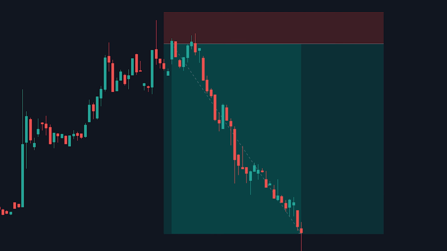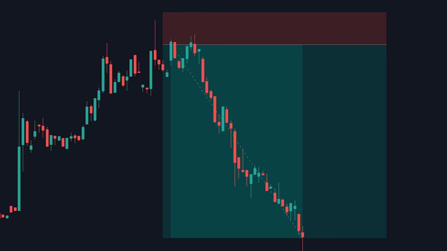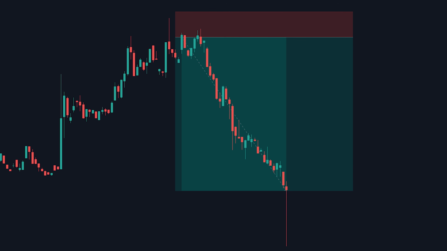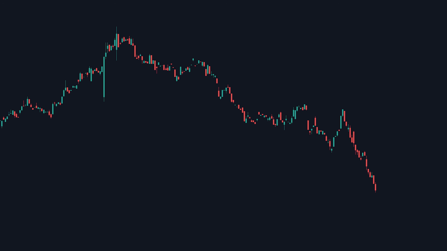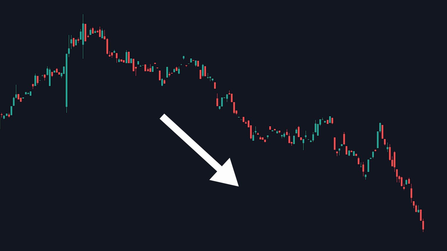Maybe you're a short trader and don't like trading long that often. Well, these next settings are for you. These are short plays. Most of the charts will look like this, price with a downward movement.